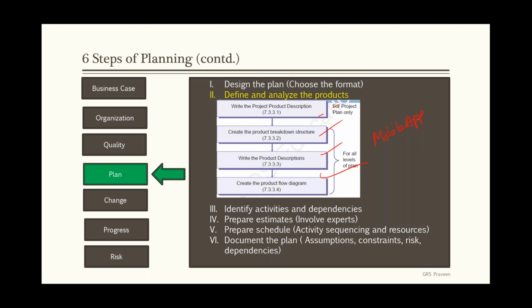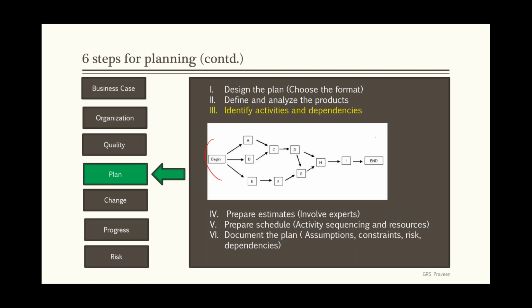After doing that, understand what the activities and dependencies are, right? What are the things which can be done in sequence? What are the things which can be done in parallel? That is what identifying activities and dependencies is. Next, the fourth one is prepare estimates.